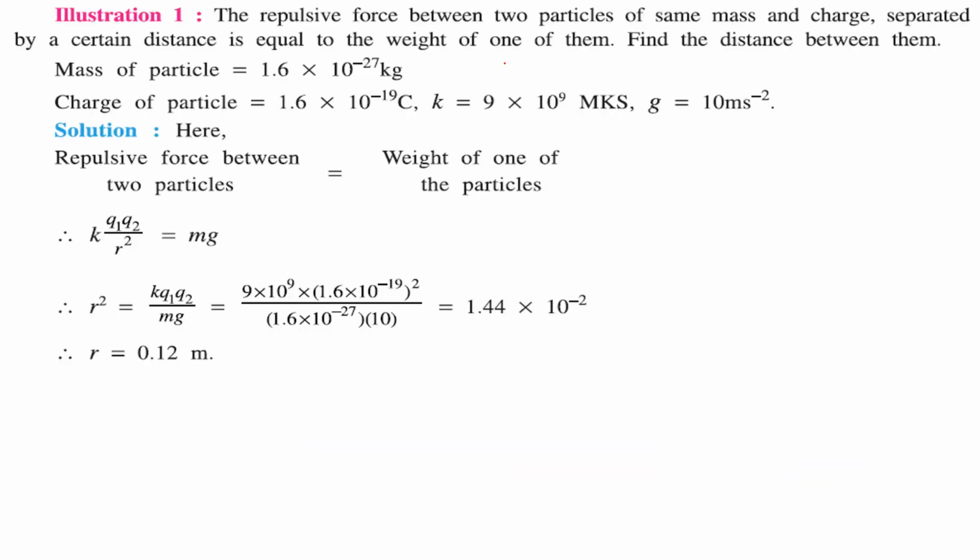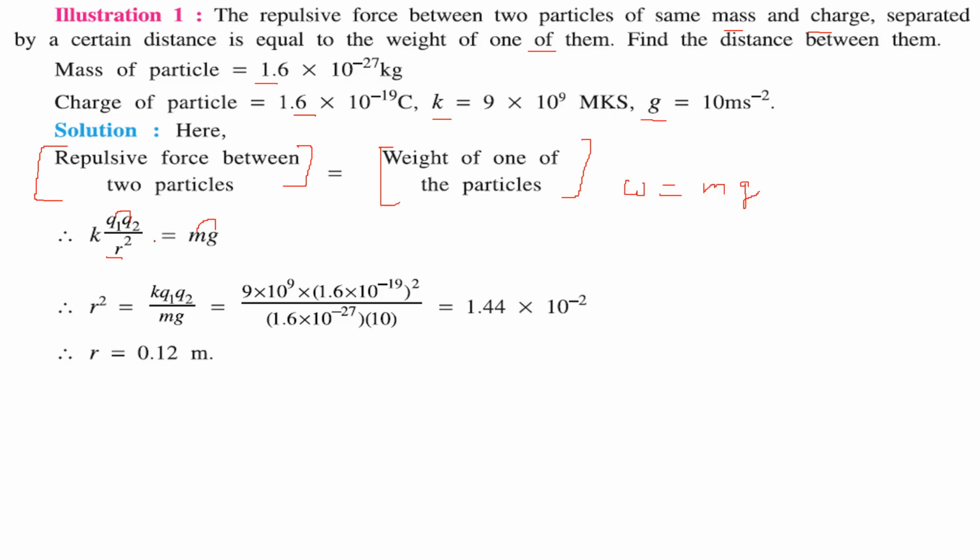The repulsive force between two particles of same mass and charge separated by a certain distance is equal to the weight of one of them. Find the distance between them. Mass of the particle is given, charge is given, K is given, G is given. So what the question is saying, the repulsive force between two particles, which is K Q1 Q2 by R square, is equal to the weight of one of the particles. Weight is M into G.